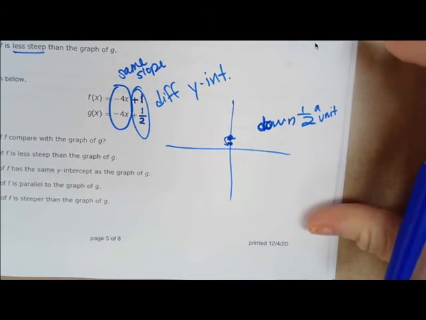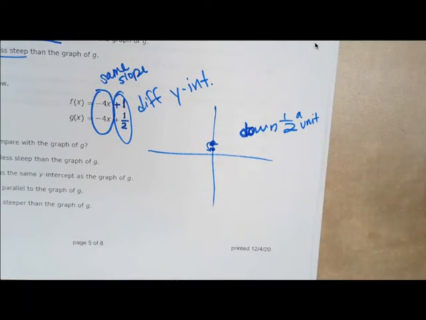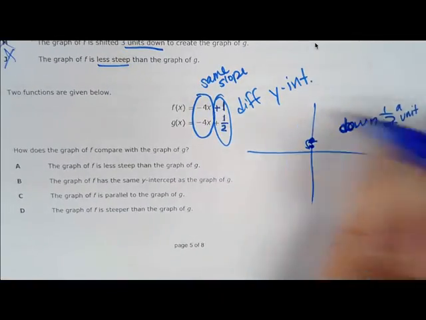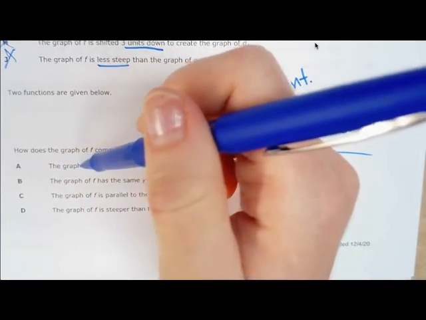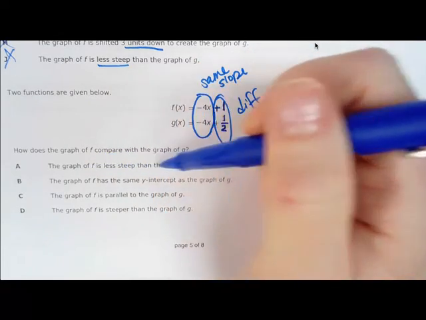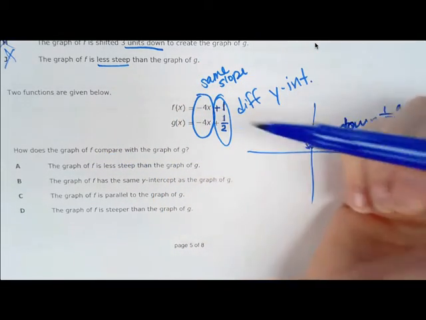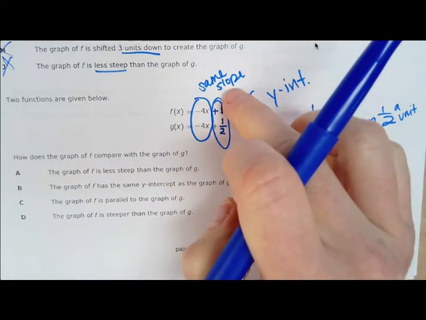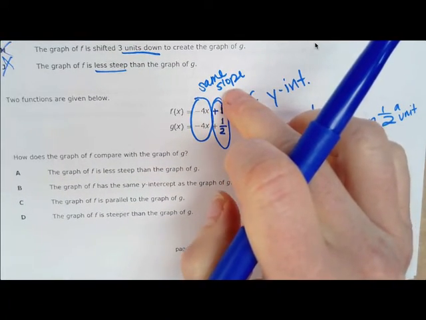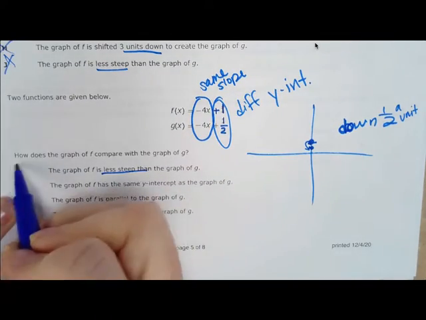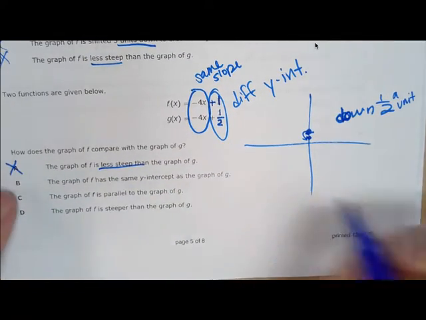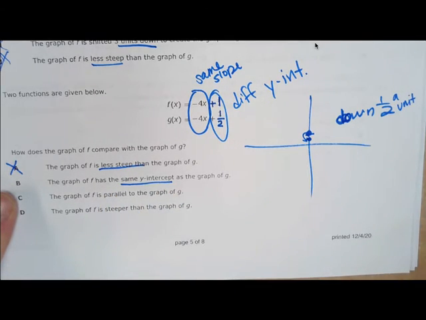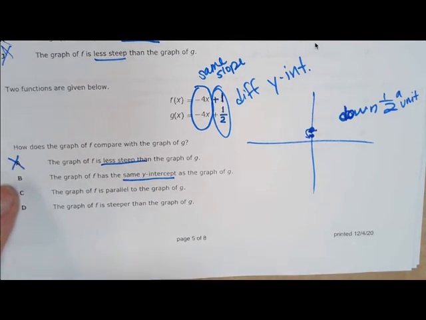So now we just need to look at these answer choices and see which one makes the most sense. At A, the graph of F is less steep than the graph of G. Is that true? No, they have the same slope. So the steepness doesn't change. The graph of F has the same y-intercept. Do they have the same y-intercept? No, it was moved down, right?